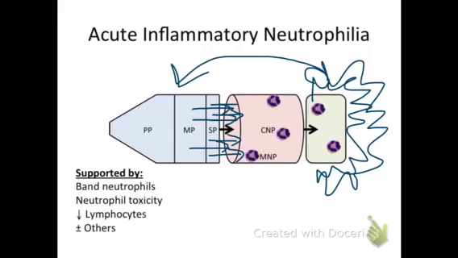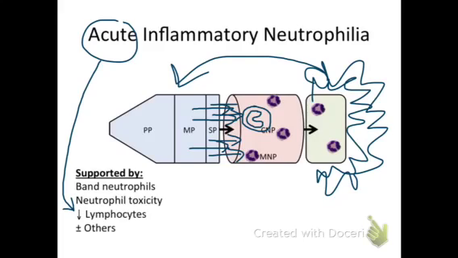These younger neutrophils have less segmentation to their nucleus, and they're frequently seen as band neutrophils. And I'll talk more about band neutrophils in the next lecture. Also, during times of inflammation, neutrophils undergo morphology changes, which is evident as neutrophil toxicity, and I'll talk more about that also in the next lecture. With acute inflammation, there also tends to be a lymphopenia due to sequestration of lymphocytes within lymphoid tissue.